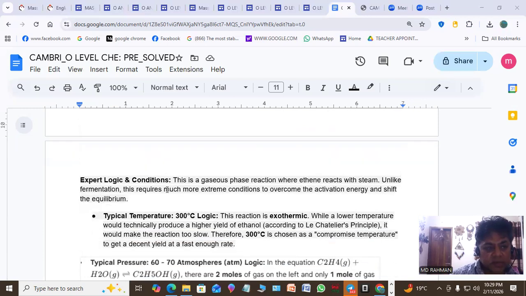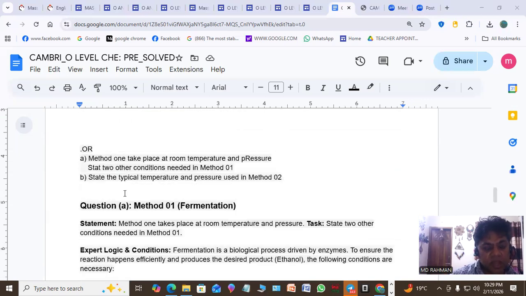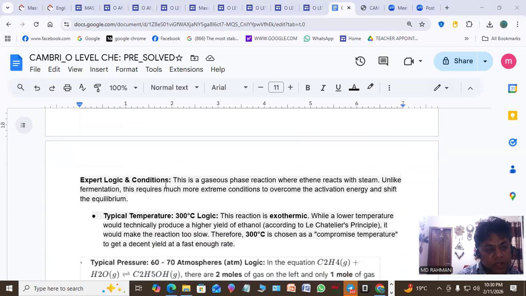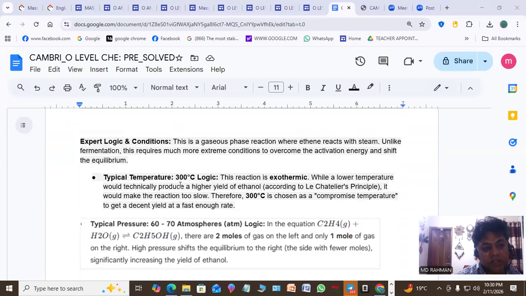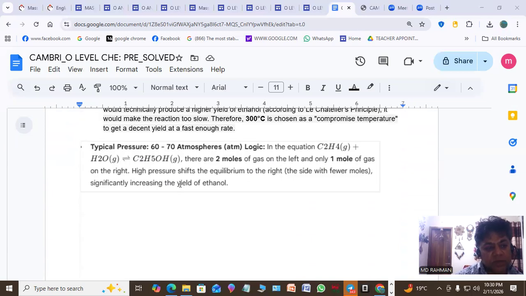Then next, in case of method 2, if you focus on method 2, you will see the question: state the typical temperature and pressure used in method 2. So if you go to method 2, here we are getting typical temperature 300 degrees centigrade and typical pressure 60 to 70 atmosphere. These are the two most vital pieces of information in this case. So we should keep in mind the temperature 300 degrees centigrade and pressure 60 to 70 atmosphere.